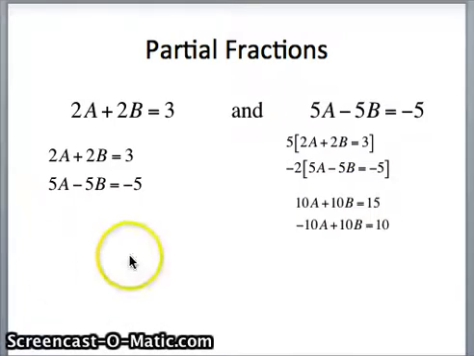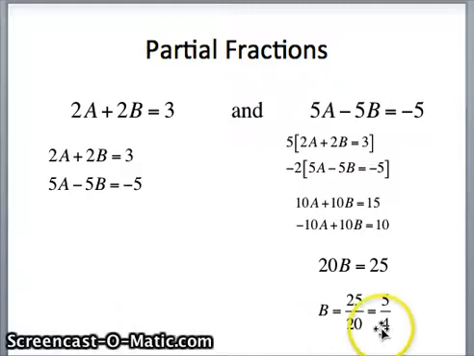So you'll notice when I add these together, 10a plus -10a gives me 0a. 10b plus 10b gives me 20b. 15 and 10 gives me 25. The good news is all of the a's have vanished, so I only have one variable and I can solve for that. So 20b is 25, dividing by 20, b is 25 over 20. Reducing that fraction, dividing top and bottom by 5, we get 5/4.